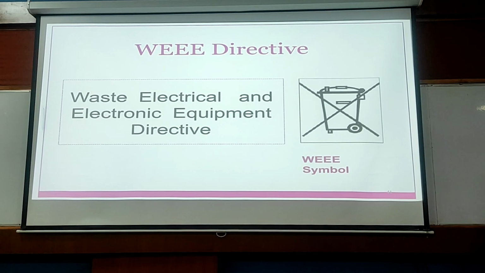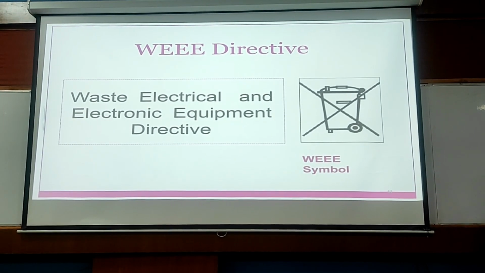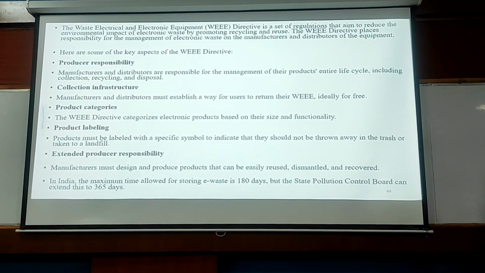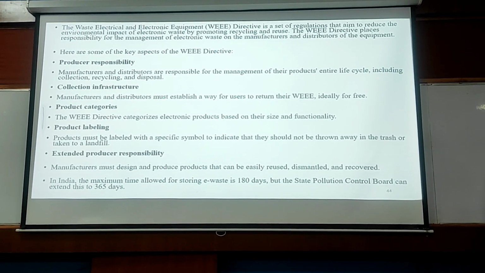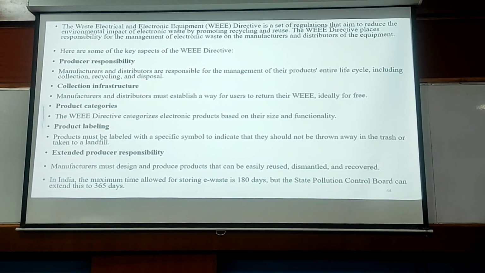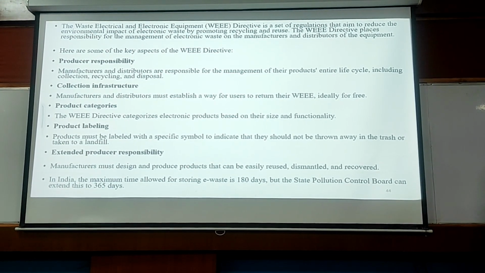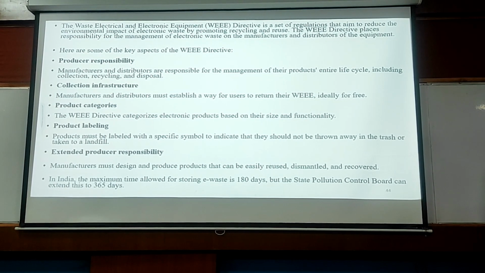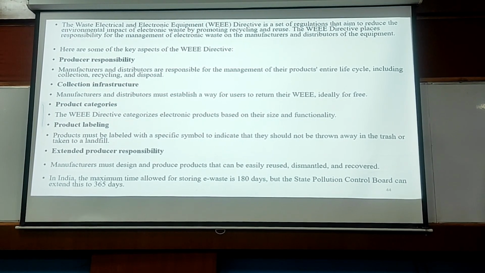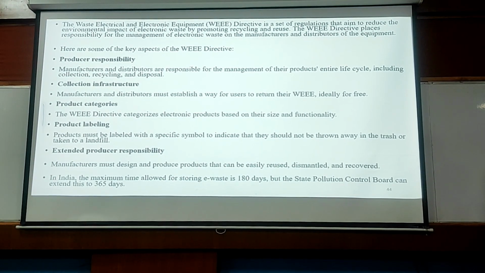Now what is the WEEE directive? W is Waste Electronic Equipment Directive. What are these directives? There is a set of guidelines. These are the guidelines in this directive. These are the producer responsibility. In this directive, certain guidelines have been issued by the government. This says that the producer or manufacturer is responsible for the management of their products' entire life cycle, including collection, recycling, and disposal. They have to go for the generation of the collection infrastructure.